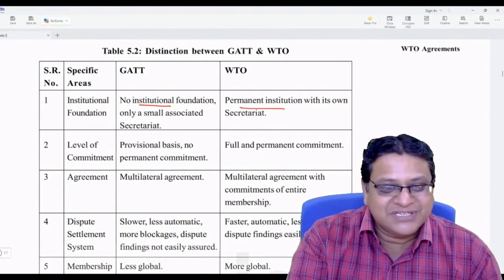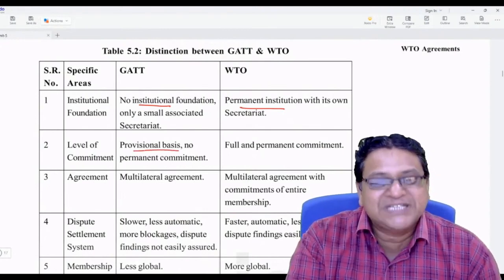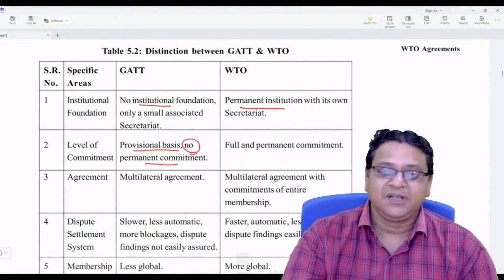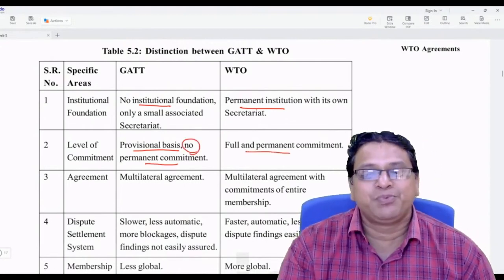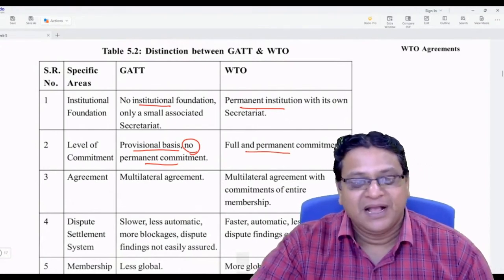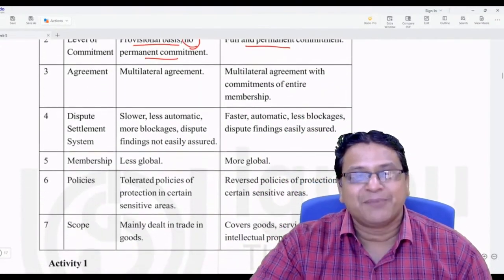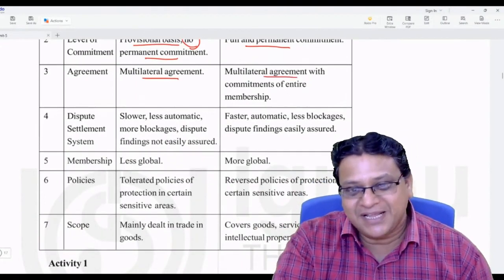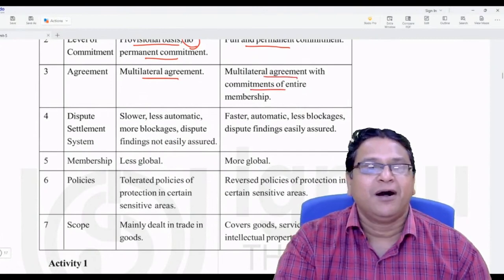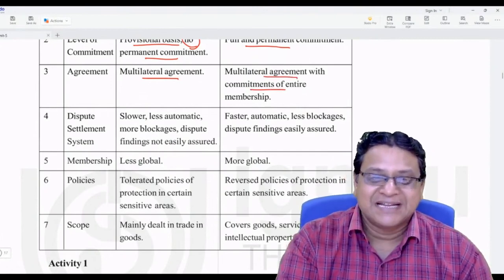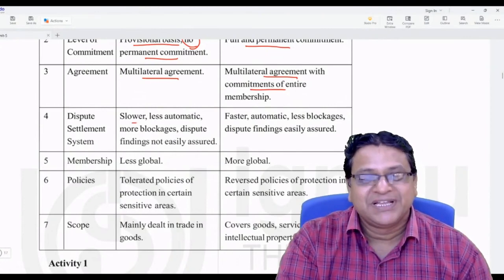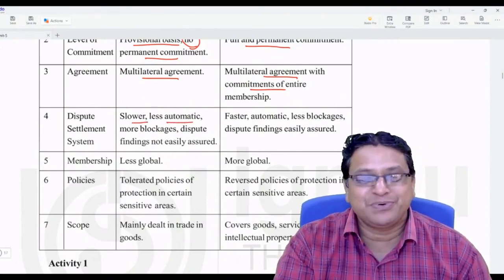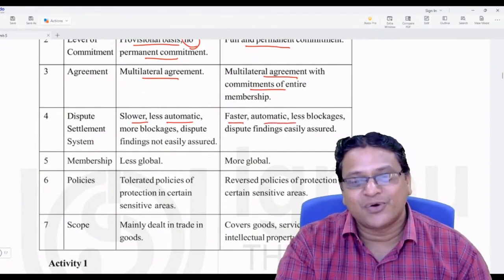The GATT provisions are applicable on a provisional basis, not on permanent commitment. No permanent commitment. But in case of WTO, there is full and permanent commitment. And GATT agreements are multilateral agreements, but WTO agreements are multilateral agreements plus commitment of the members. In case of GATT, the dispute settlement system is slow, less automatic, but in case of WTO, the dispute settlement system is faster, automatic.